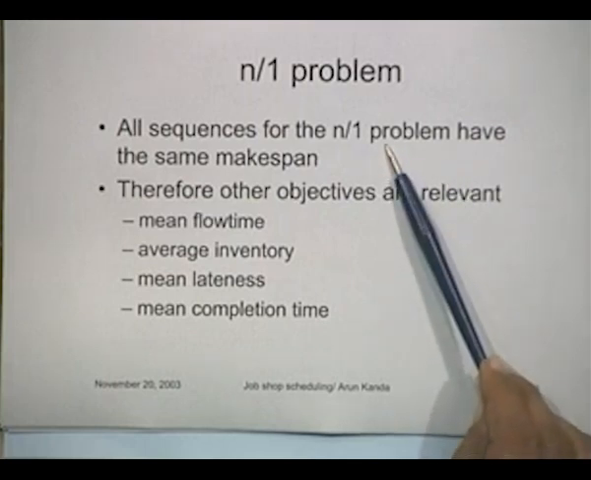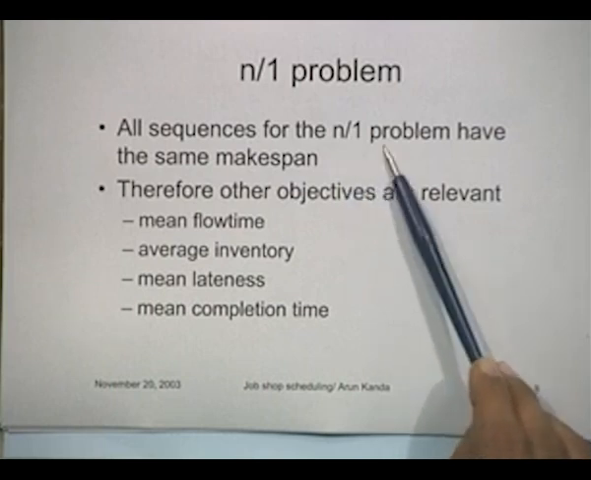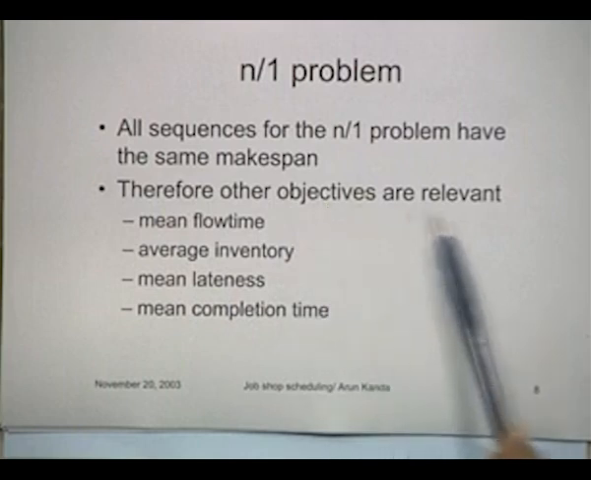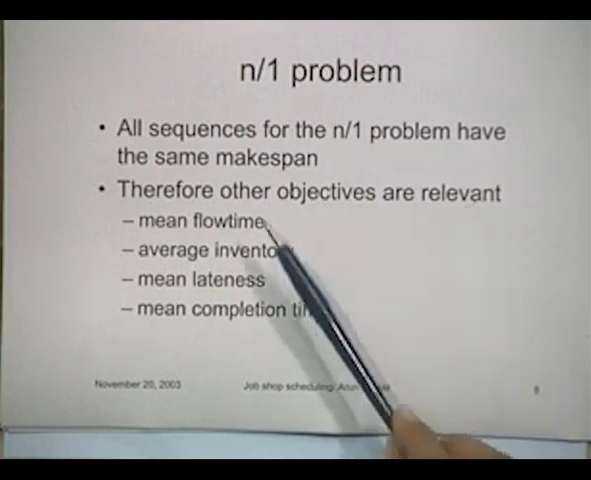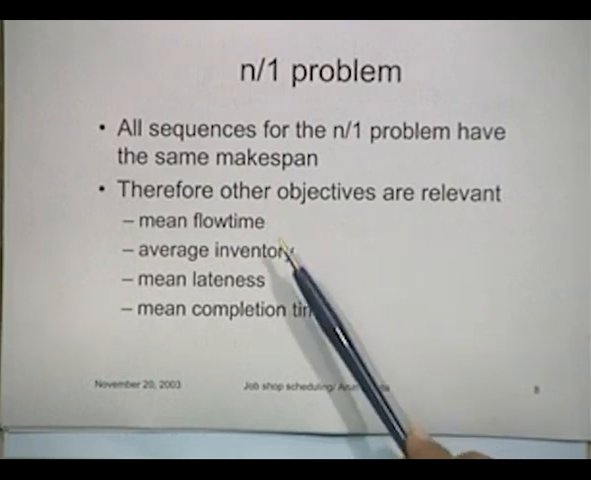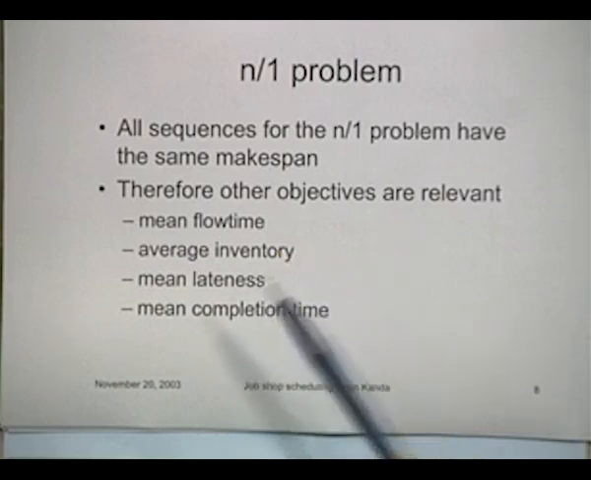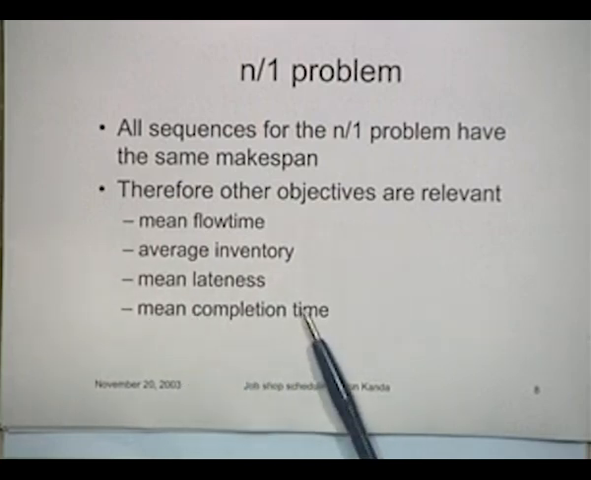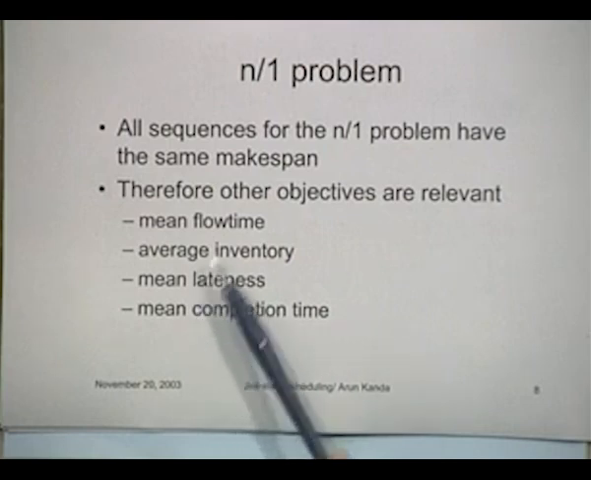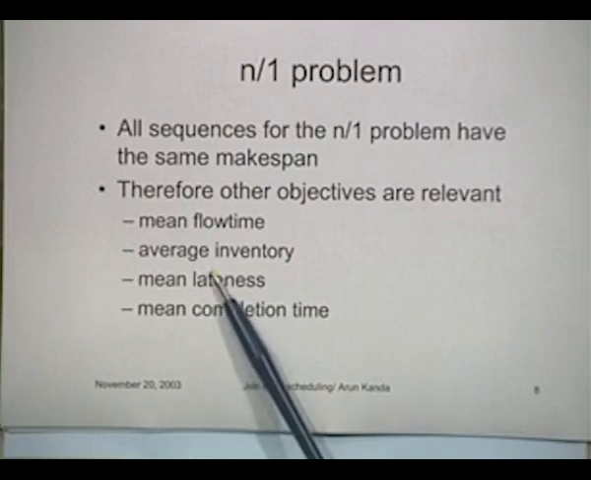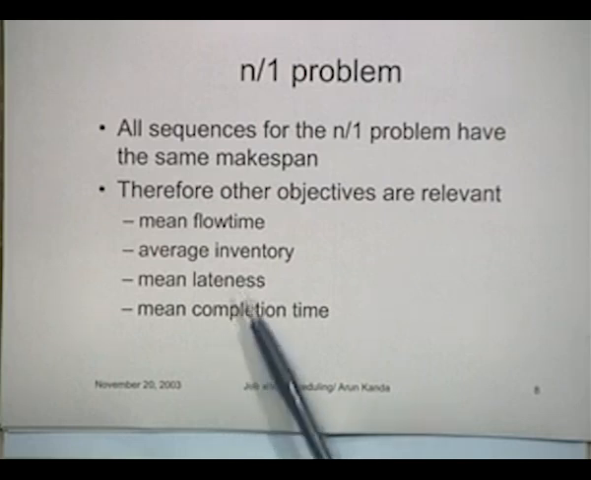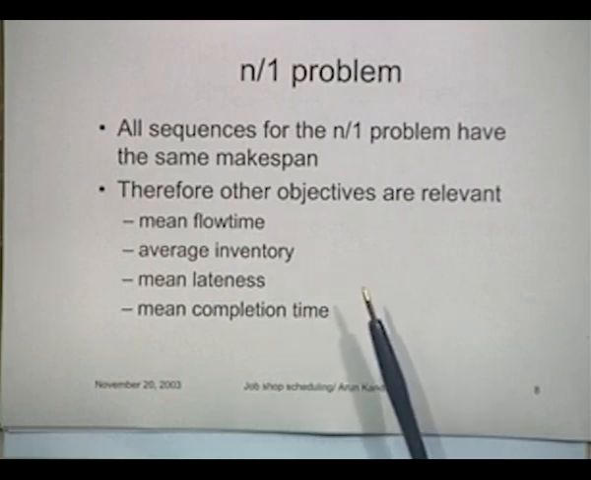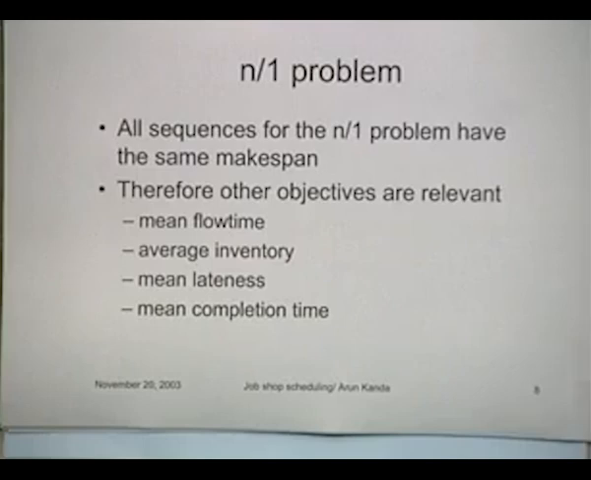So that is not really a criterion for choosing the best value here, and therefore other objectives are relevant in this situation. And what are these objectives? You can talk about minimizing the mean flow time, minimizing the average inventory, minimizing the mean lateness, and minimizing the mean completion time. It so happens, and we can prove it, that the rule which tries to minimize any one of these also minimizes all the others. That is a significant result. It is very much like saying that the rule which does this, we will see which rule does it, will actually minimize these various objectives simultaneously.